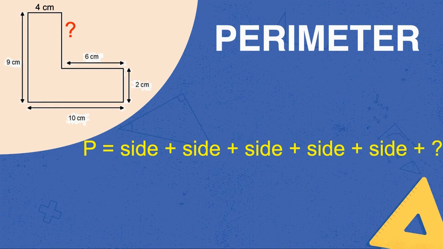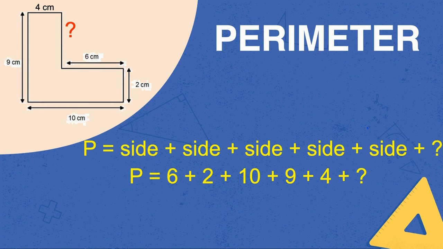Now, we must fill in the information that we know. We know the length of all of the sides except the unknown side. So, now that's 6 plus 2 plus 10 plus 9 plus 4 plus question mark. And remember, the question mark represents, that's correct, the unknown side. Awesome job, guys. Let's now try to figure out what's the length of this unknown side. How do we do that?